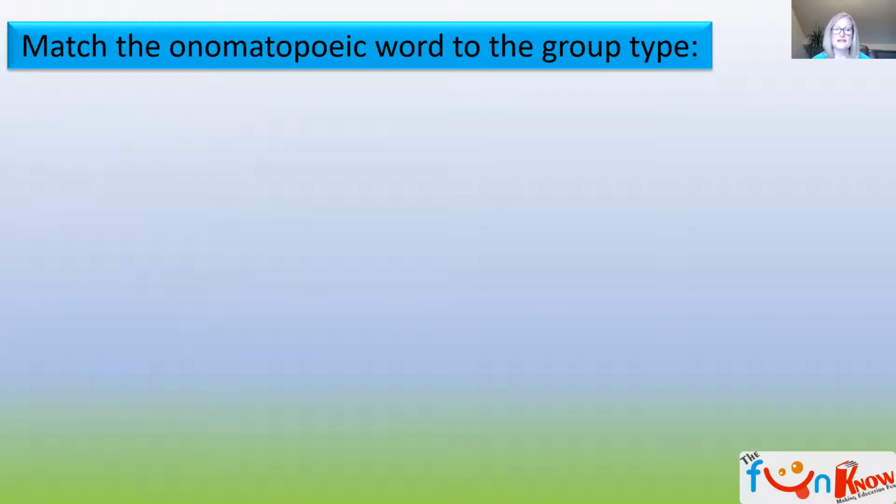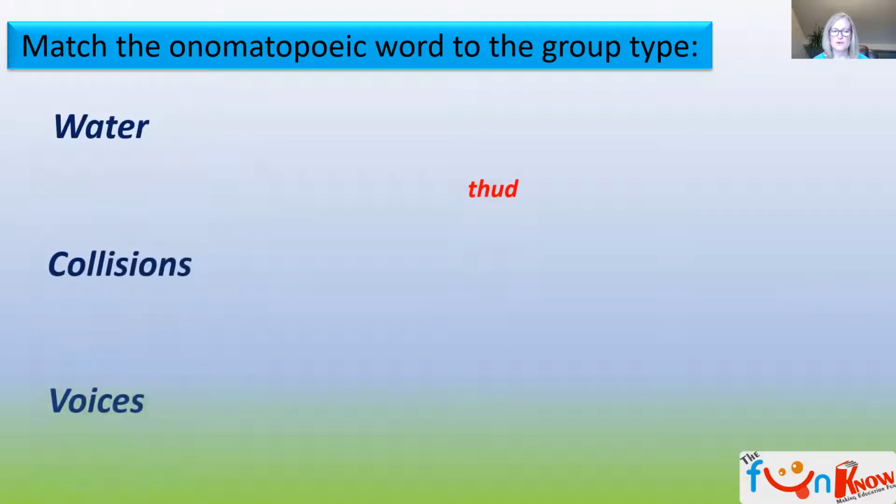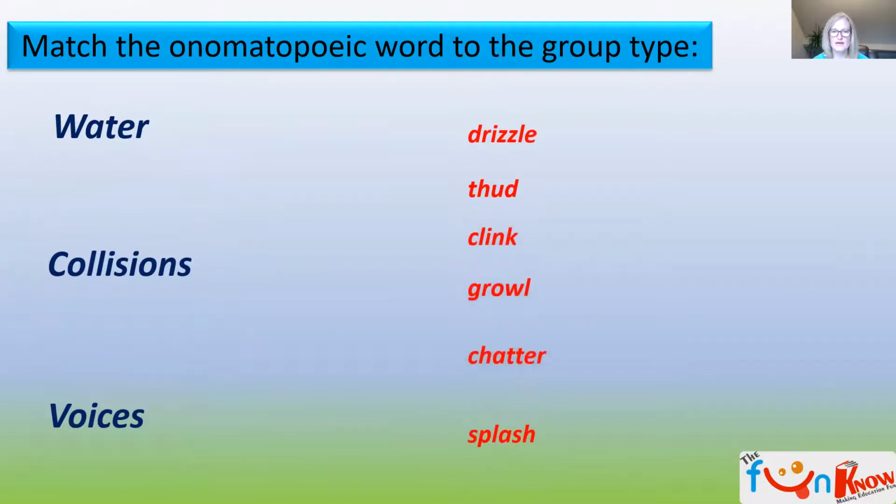Now, we're going to match the onomatopoeic word to the group type. So on the left, you'll see some blue words popping up, water, collisions and voices, they're the group. And then on the right, you'll see some red words. See if you can match those 6 to the 3 group types. And just a clue, there's 2 red words for a blue word.